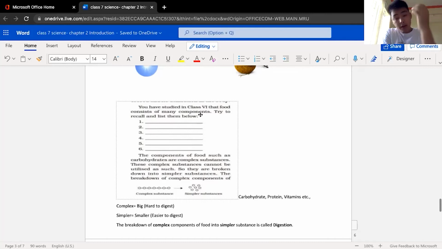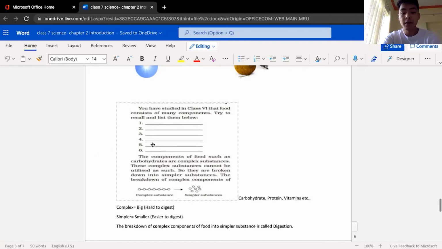Carbohydrates, proteins, vitamins and minerals, water, dietary fibers. Okay. The components of food such as carbohydrate are complex substances. These complex substances cannot be utilized as such.